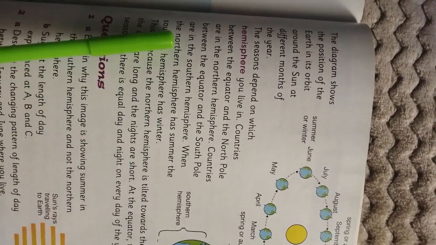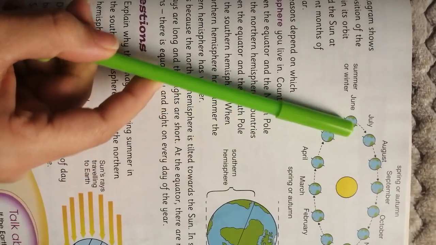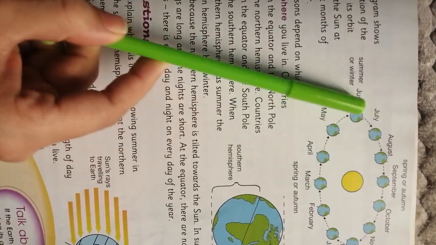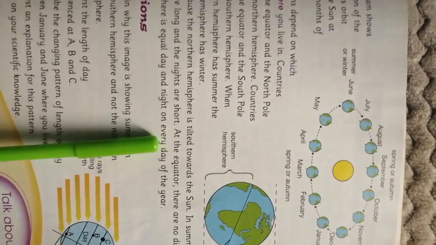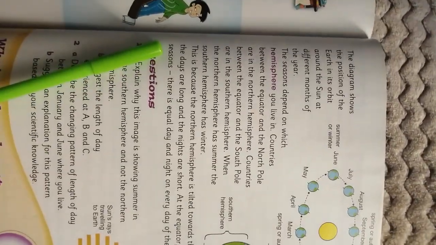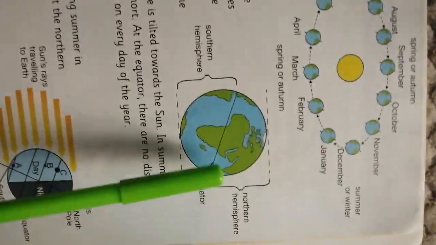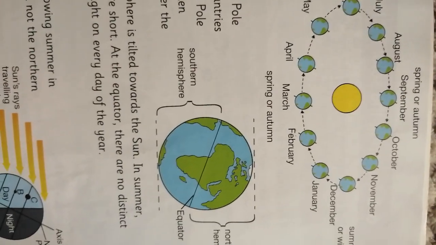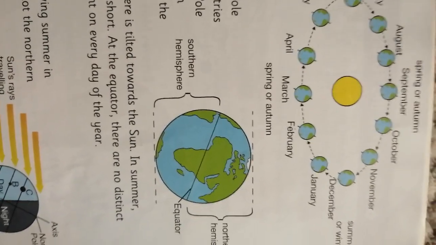When the northern hemisphere has summer, the southern hemisphere has winter. This is because the northern hemisphere is tilted toward the sun. If you can see it here, it's tilted toward the sun in this direction. At the equator, there are no distinct seasons. There is equal day and night every day of the year. Countries along the equator have days and nights that are the same length.